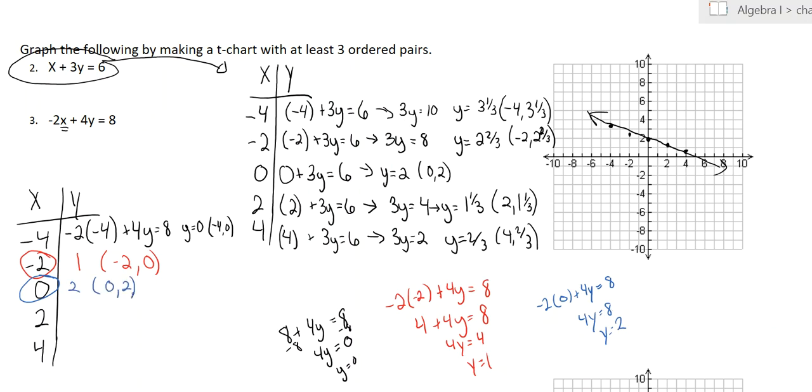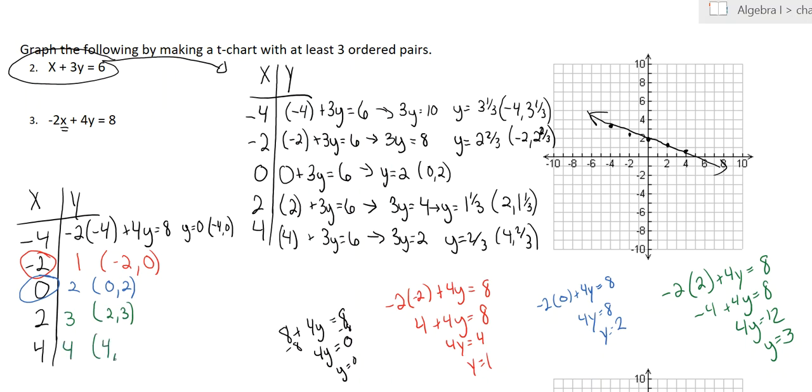So 0, 2. And I want to keep going. I'm going to put in 2. So it's going to be -2 times 2 plus 4 times y equals 8. So -4 plus 4y equals 8. 4y equals 12. y equals 3. Put in 3 right there. And the coordinate point is 2, 3. And lastly, when I put in 4, I'm going to get 4 as the output, and I get 4, 4.